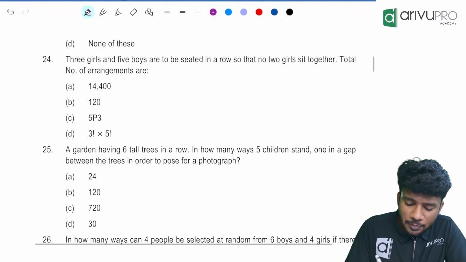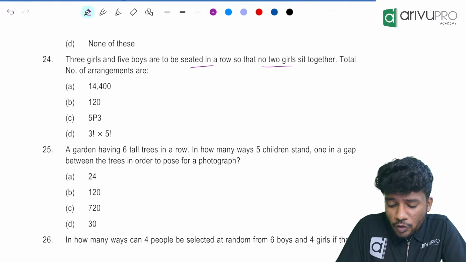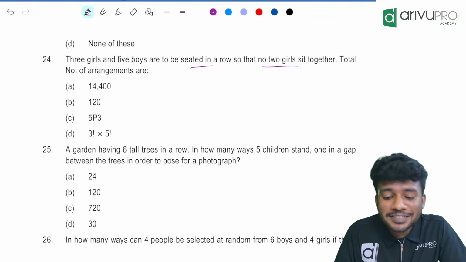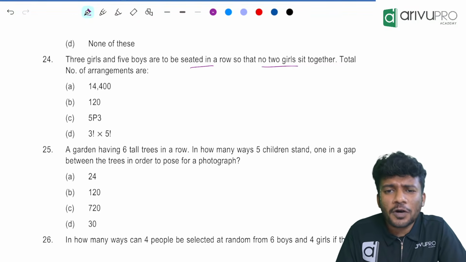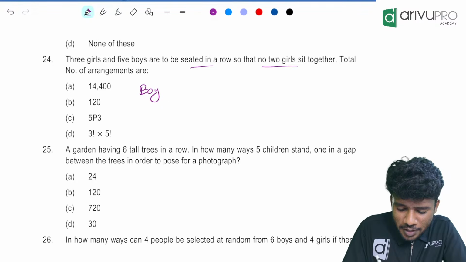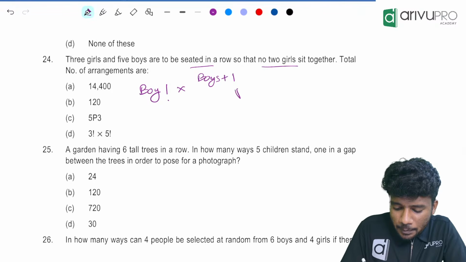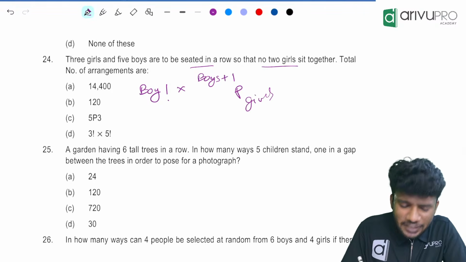3 girls and 5 boys are to be seated in a row so that no girls are sitting together. No girls sitting together means what? Our shortcut is boys factorial into boys plus 1 P girls. That was the shortcut we studied, right?